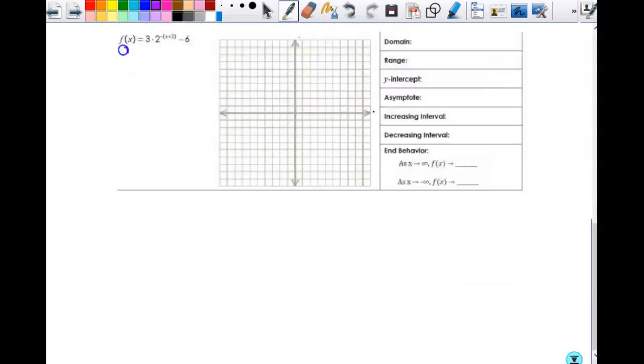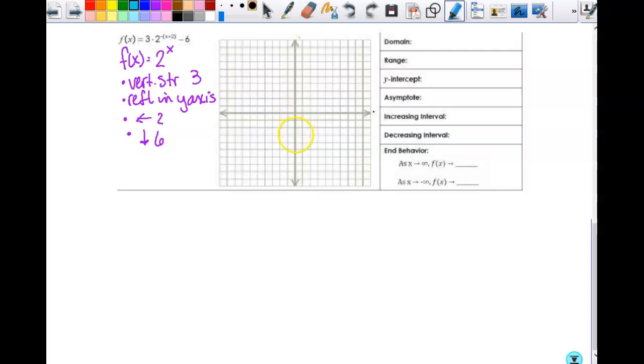My parent function, f of x, equals 2 to the x power. Then I have a vertical stretch by 3. I'm going to have a reflection in the y-axis. And then I'm going to go to the left 2 and down 6. All right, asymptote is going to be at -6.